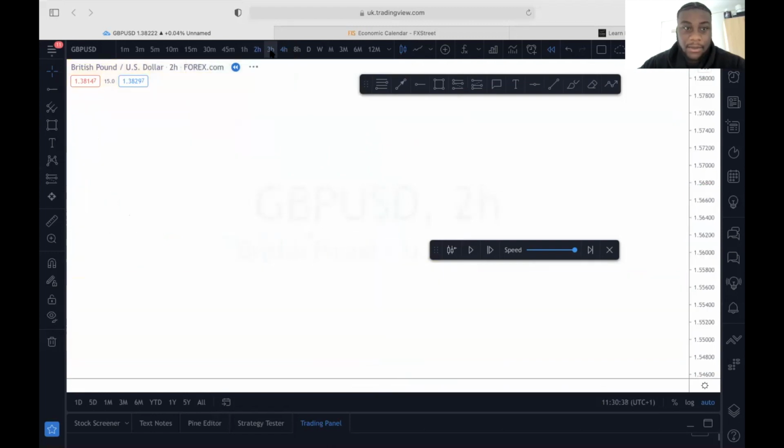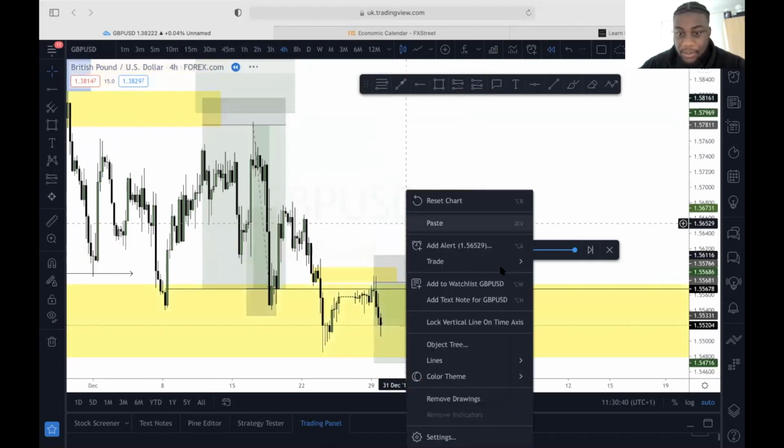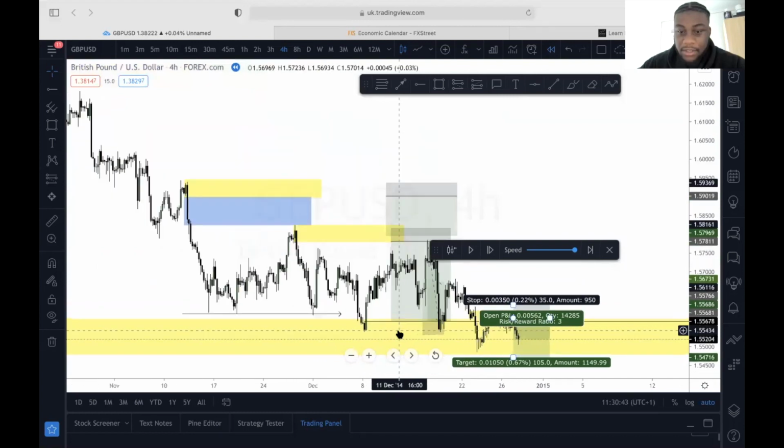Let's see if we can get some lower time frame. No, we can't get any lower time frame. That's cool. But just like that, 1-to-3 R&R.